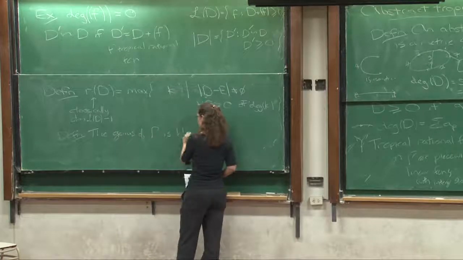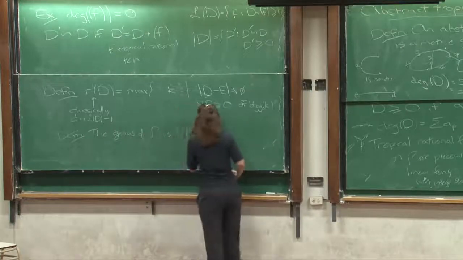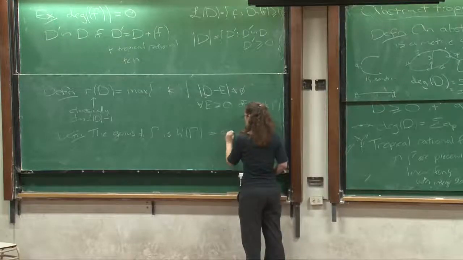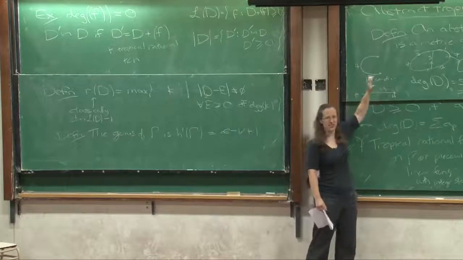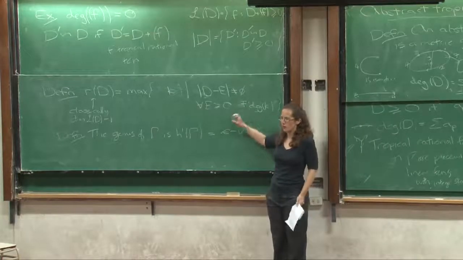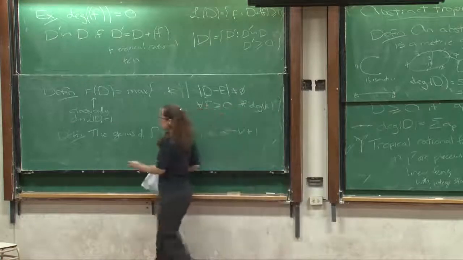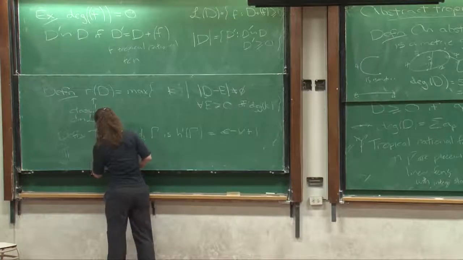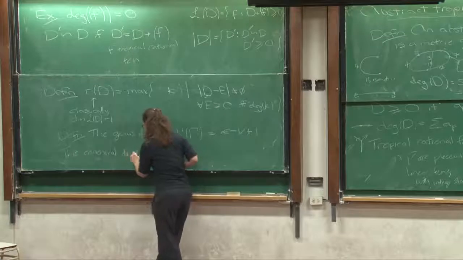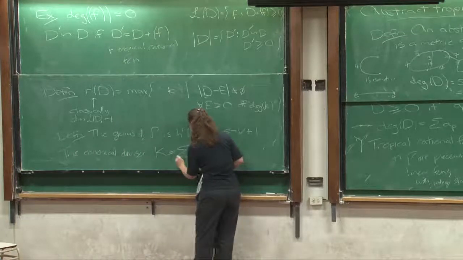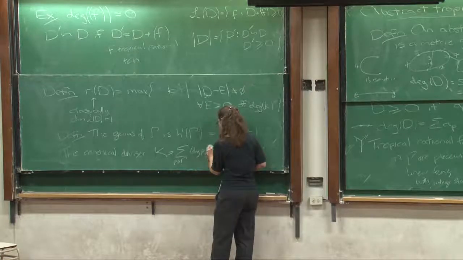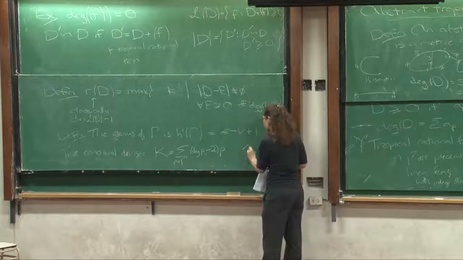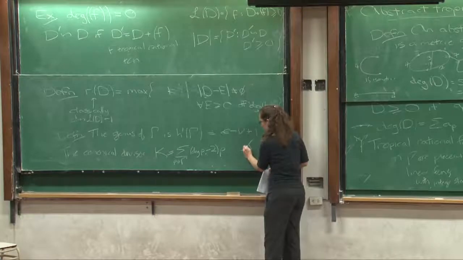So the genus of gamma is, well, it's this first Betti number, or if I think about it as a usual graph, it will be the number of edges minus vertices, plus one. So this is now if I think about this as a classical graph, where my vertices are the finite number of small vertices. Okay? And the canonical divisor K is going to be the sum over P in gamma of degree of P minus 2 times P, where the degree of P is the number of edges it's adjacent to. Okay, so that means if I'm in the middle of a classical edge of a graph, I have zero.